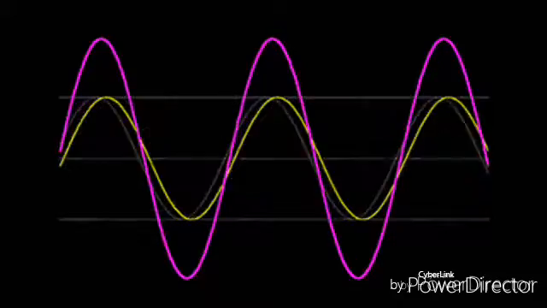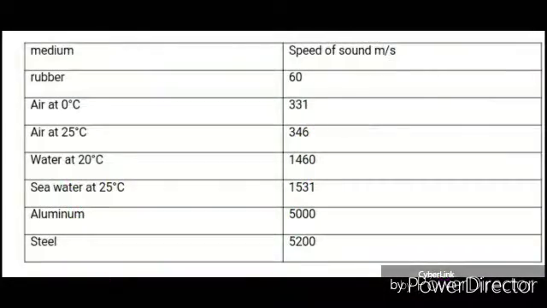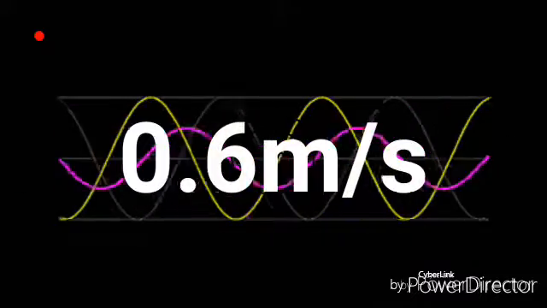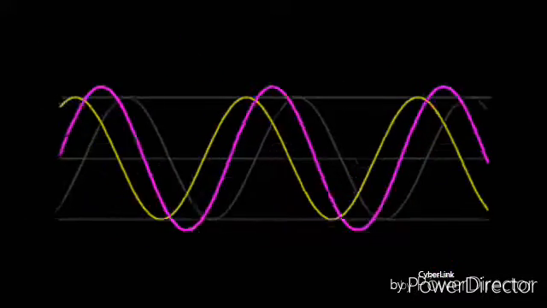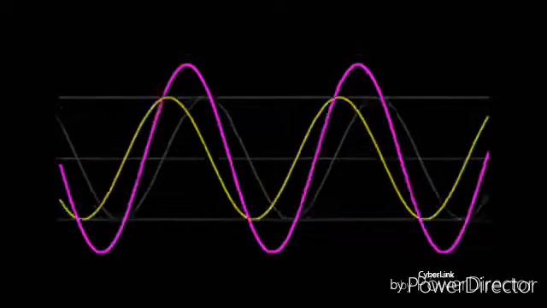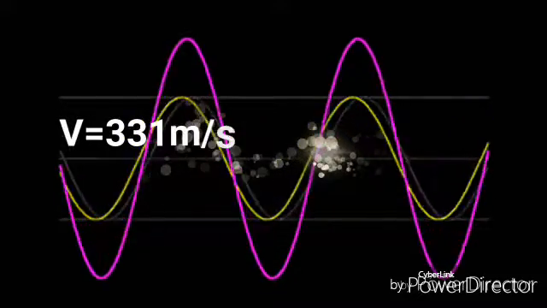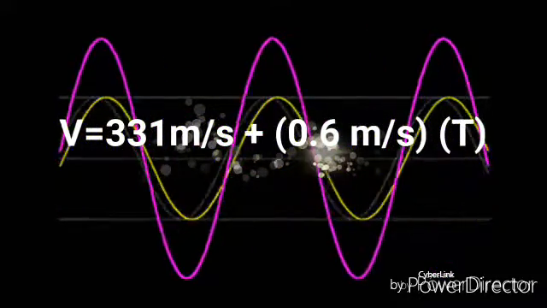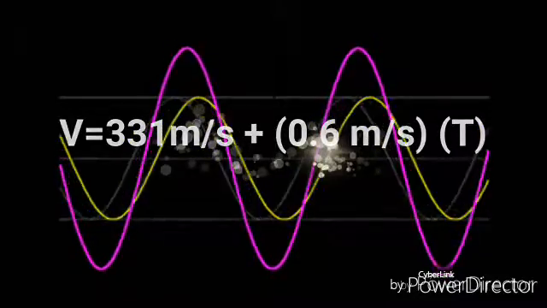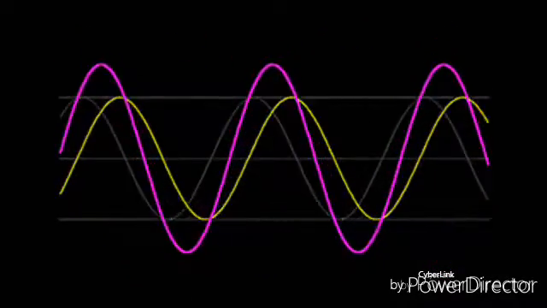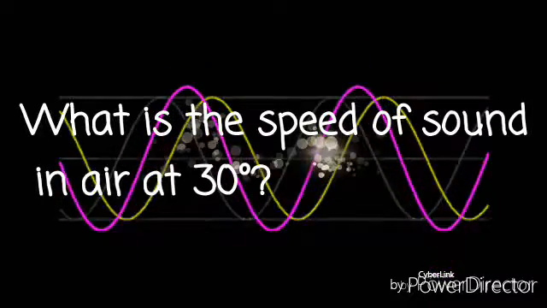The results of a number of experiments show that the speed of sound in air at 0 degrees Celsius is approximately 331 meters per second. For each degree rise in temperature above 0 degrees Celsius, the speed increases by 0.6 meters per second. Thus, the speed of sound in air at any temperature is determined by the equation: speed of sound equals 331 meters per second plus 0.6 meters per second multiplied by the given temperature. For example, what is the speed of sound in air at 30 degrees Celsius?